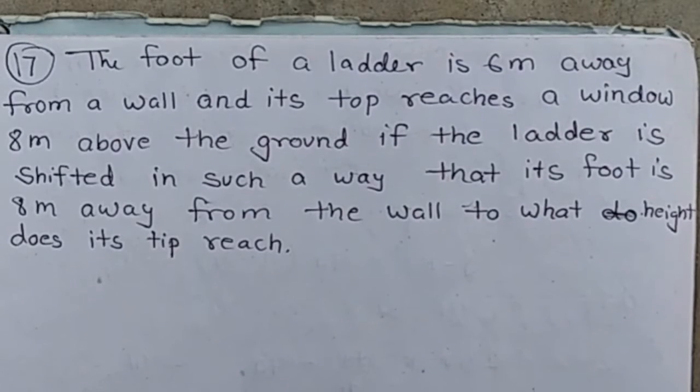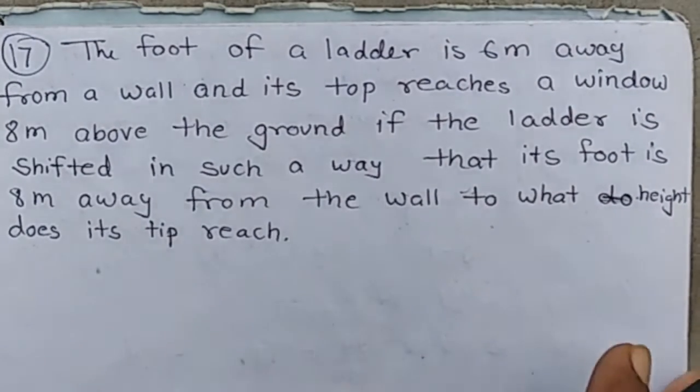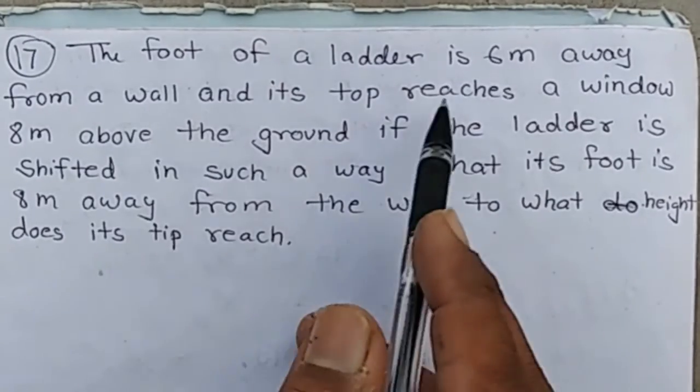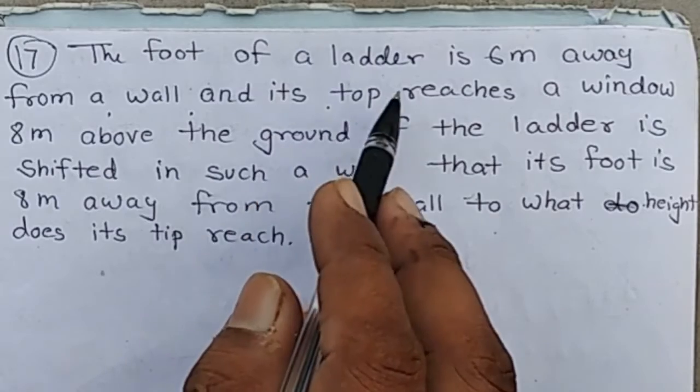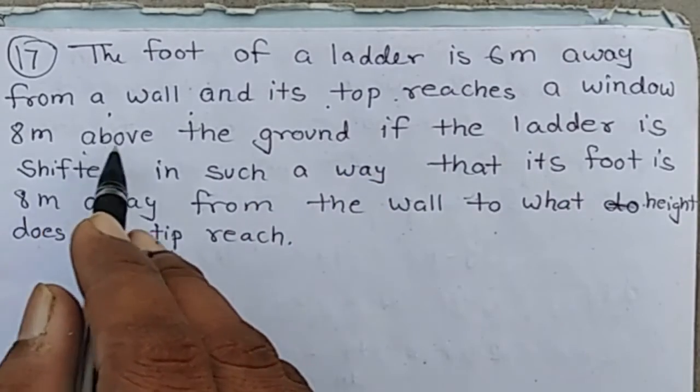Good morning, class. It is question number 17. The foot of a ladder is 6 meters away from a wall and its top reaches a window 8 meters above the ground.